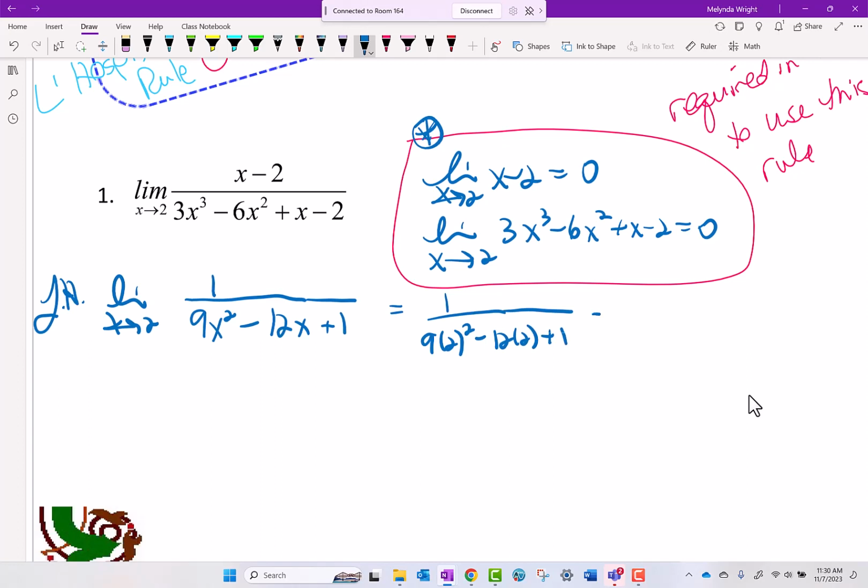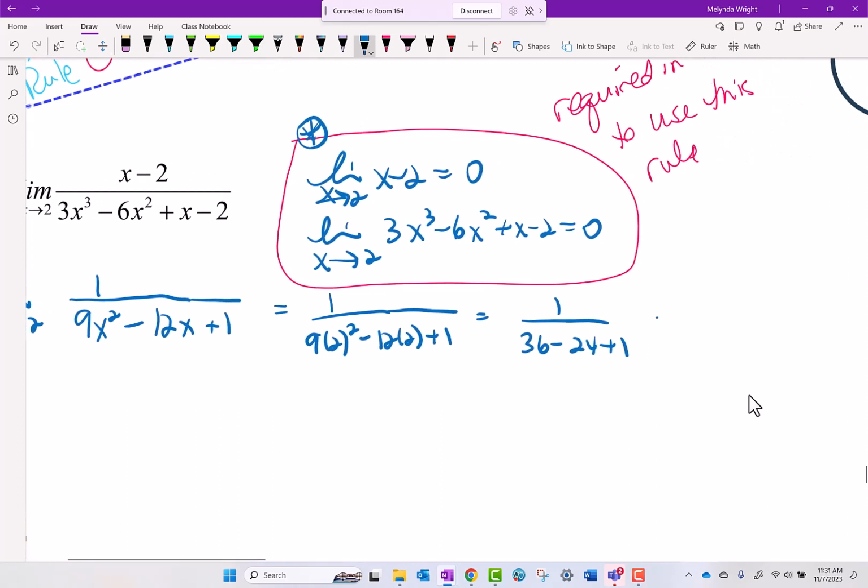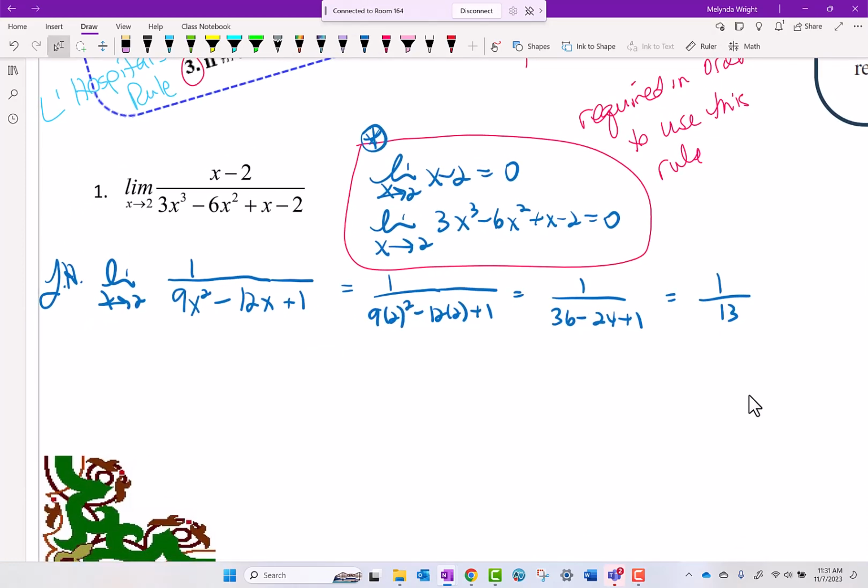Okay, so arithmetic, yay. 2 times 2 is 4. 9 times 4 is 36, minus 12 times 2 is 24, plus 1. Help me with my arithmetic. What is that? That's 12 plus 1, is that 13? Is that arithmetic correct? Yes, it's 13. So instead of my answer being 0 over 0, it's actually 1 over 13.